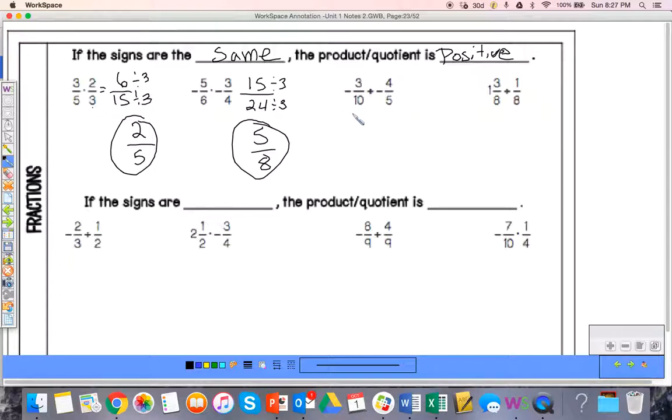So in elementary school, you also learned it as keep, change, flip. So we keep the first one, we change it to multiplication, and we flip the second one. So now we can do what we did with multiplication and just multiply straight across. 3 times 5 is 15. 10 times 4 is 40. Both of these numbers can be divided by 5. So we end up with 3 over 8. We have a negative divided by a negative, so we have a positive answer.